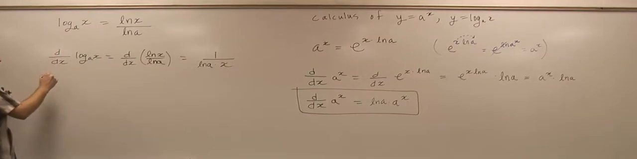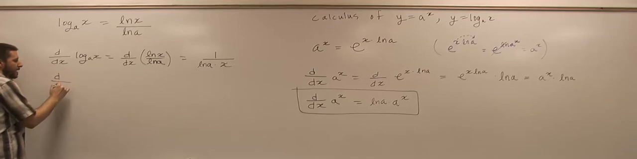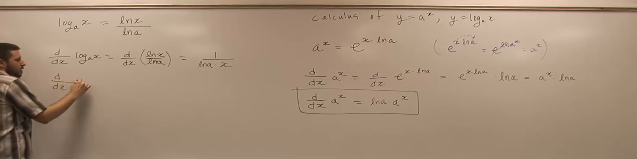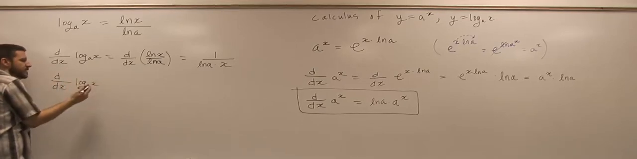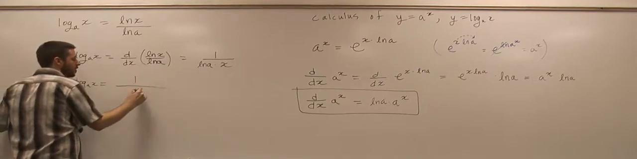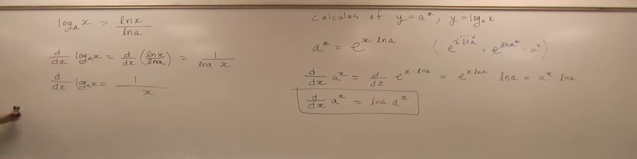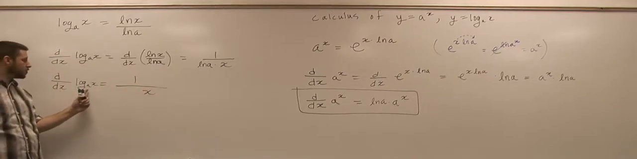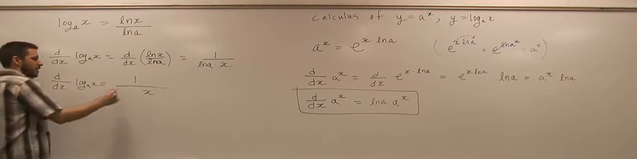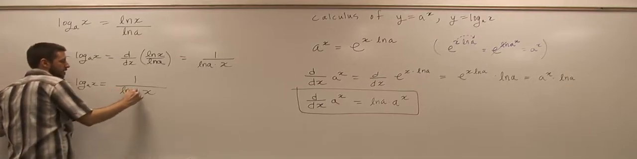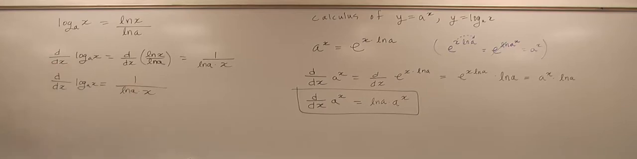So when you take the derivative of log base a, again, it's very similar to ln x. You're going to get 1 over x. But because you don't have exactly ln, you get an extra factor, ln a, popping into the bottom.